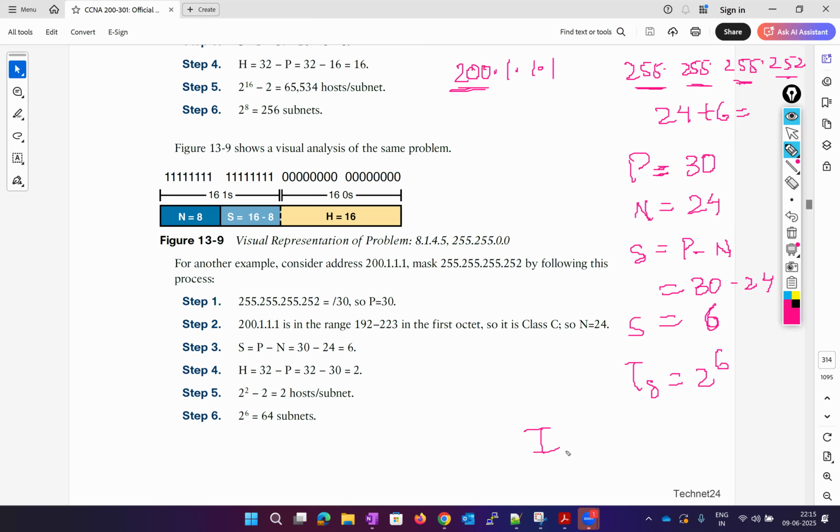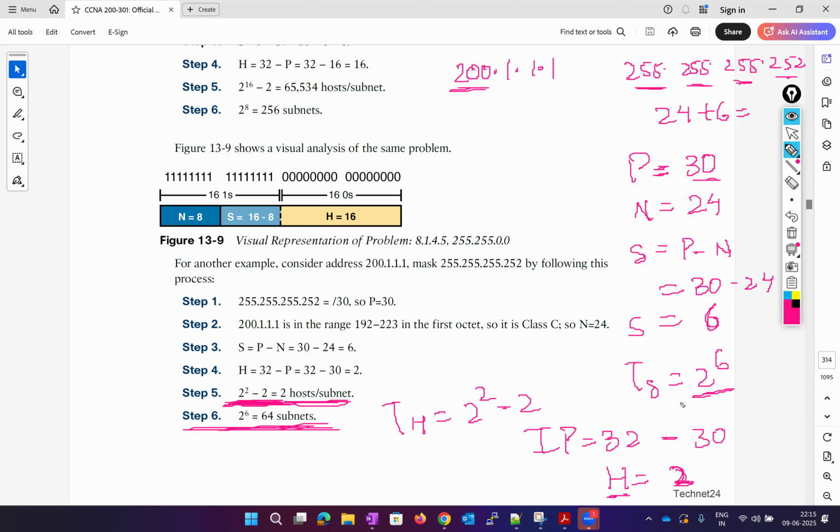And total IP bits are 32. We already have 30 ones. So how many hosts, or zeros, do you have? You just have 2 zeros. That is your H. So total number of hosts is going to be 2 power 2 minus 2. You can see here, total number of hosts is 2 power 2 minus 2, and 2 power 6 is the subnets. We saw that 2 power 6 is the subnets.